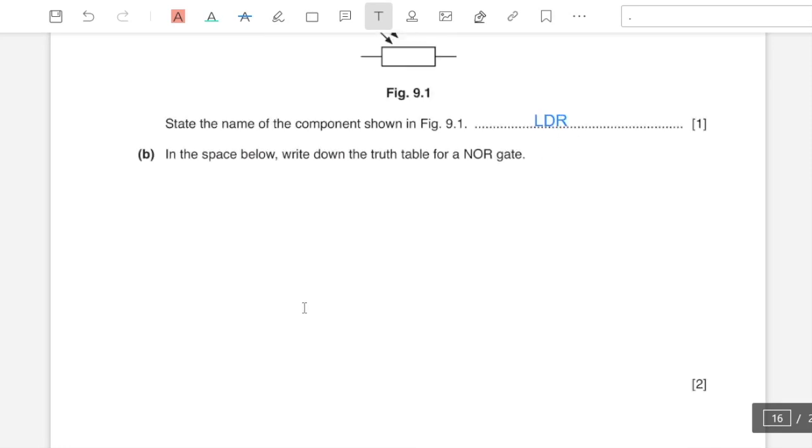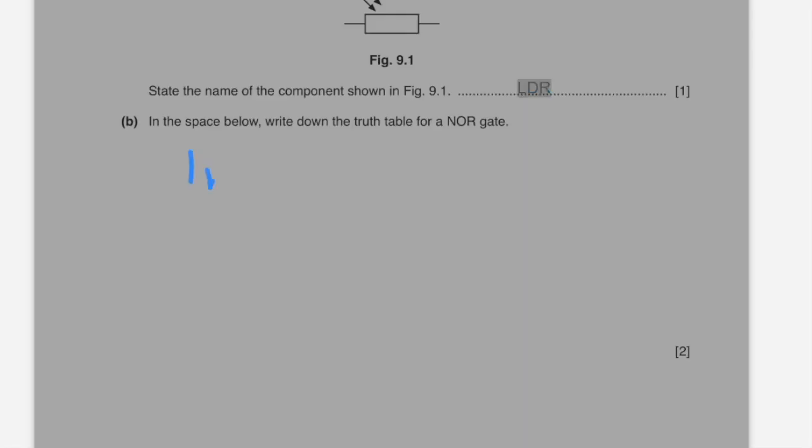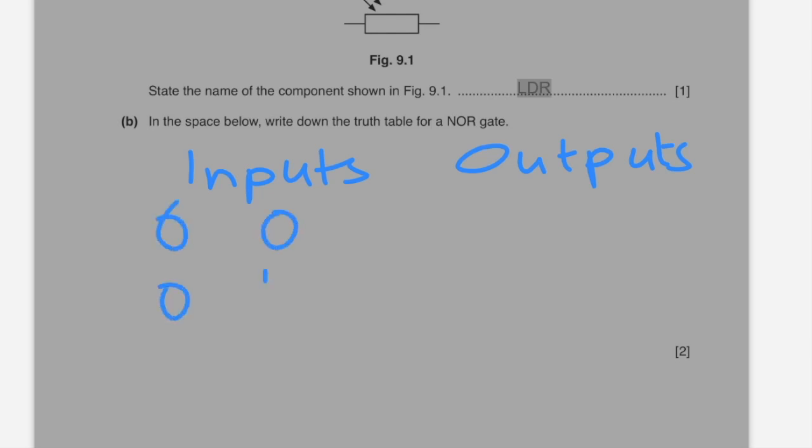B. In the space below, write down the truth table for a NOR gate. Right, so we have the inputs first, and then the outputs. So a NOR gate is going to have outputs exactly opposite of the inputs. That is to say, I'll start with 0, 0, 0, 1, 1, 0, and 1, 1.